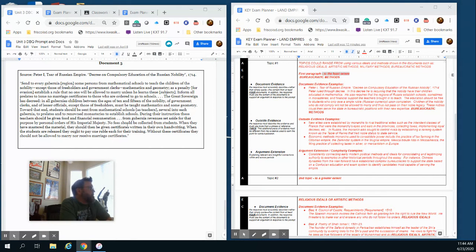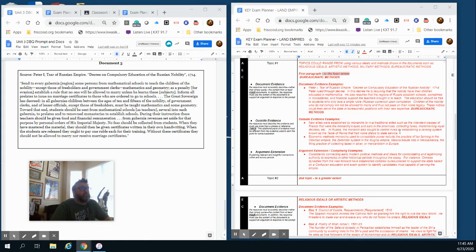Document 5 is a decree by Peter the Great requiring his nobility to be educated so that they can serve him. So requiring an educated nobility to serve the state means he's going to put them in positions of tax collector, public works, road building, so on and so forth.